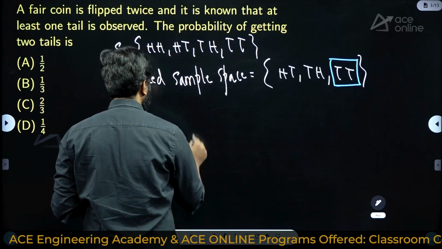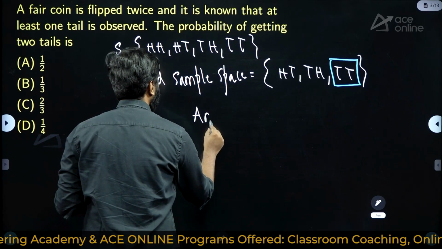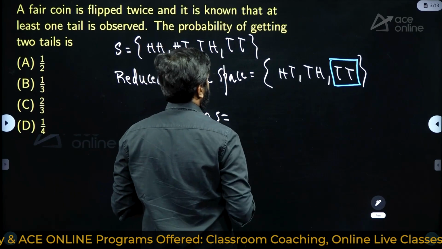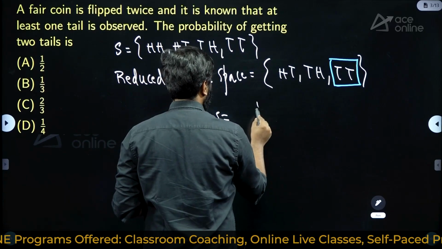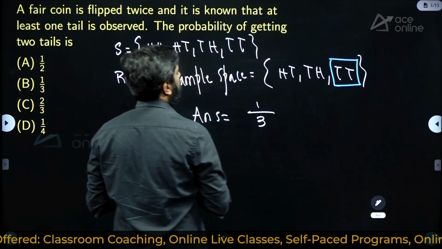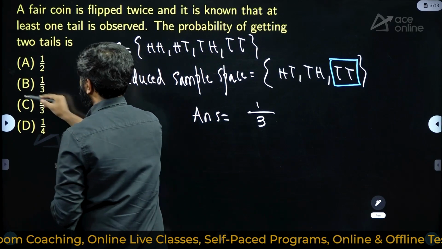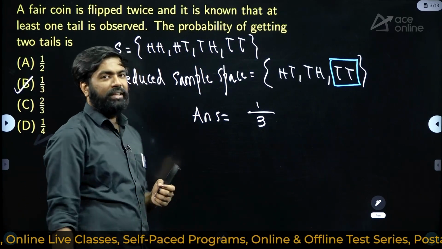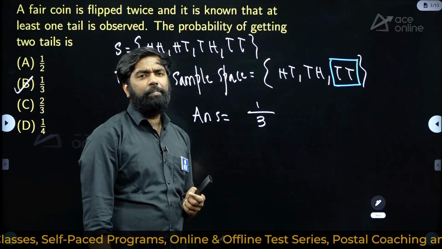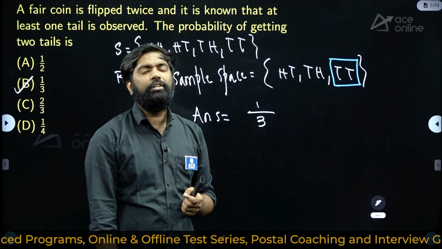Therefore, the required answer, look at this, how simple is this? The required answer is simply the one favorable point by 3. So do we have such options? Yes, it's 1 by 3. Clearly a very simple problem based on conditional probability.